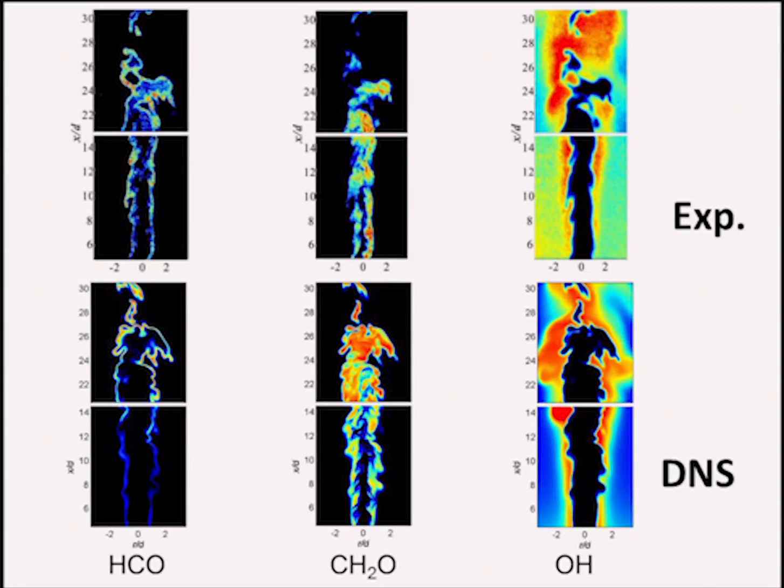We also look at qualitative comparisons to the PLIF. So we've got experiments on the top, DNS on the bottom: OH, formaldehyde, and HCO. I think in general it's pretty good. It looks like maybe our HCO is a little bit too thin.